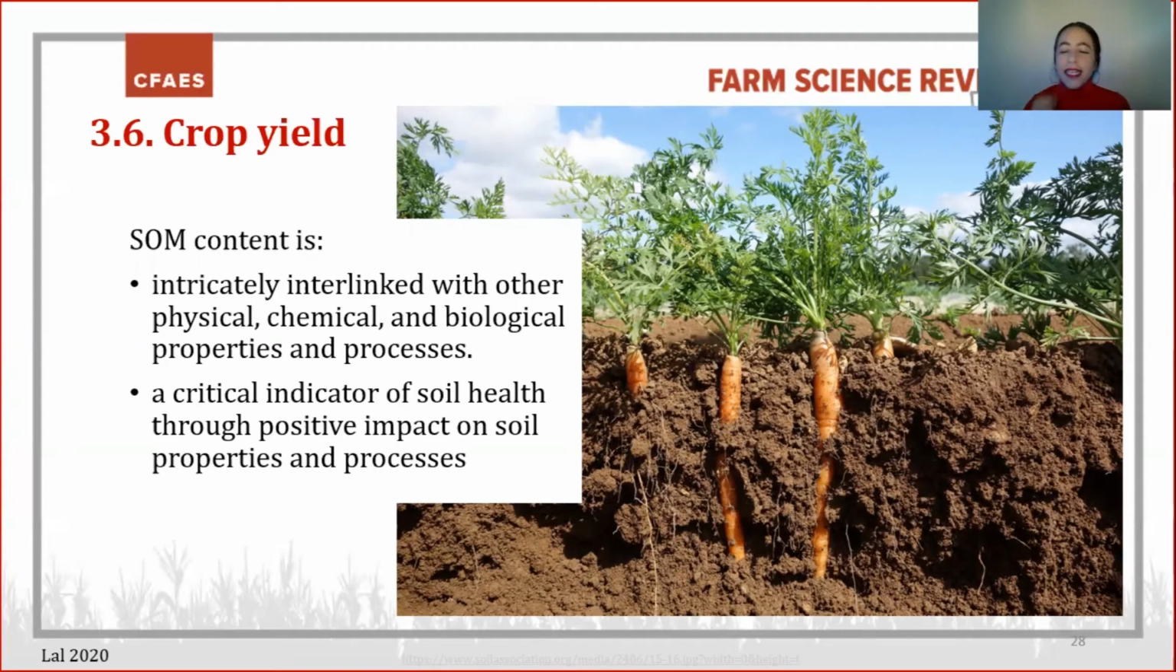SOM content is intricately interlinked with other physical, chemical, and biological properties and processes. So basically, every aspect of the soil, every reaction, every process is influenced and it can be improved with higher SOM content. It's a critical indicator of soil health through positive impact on soil properties and processes.